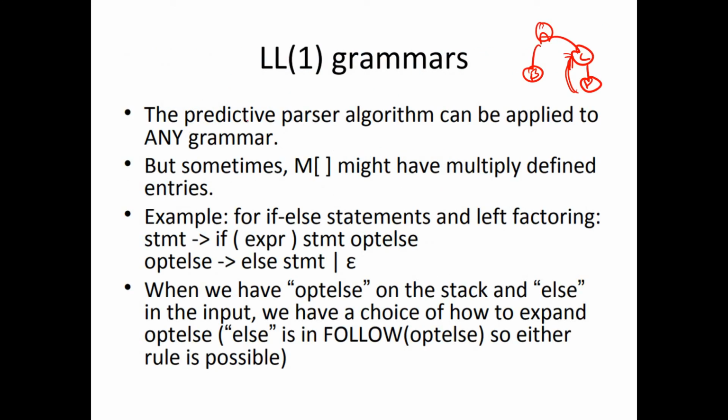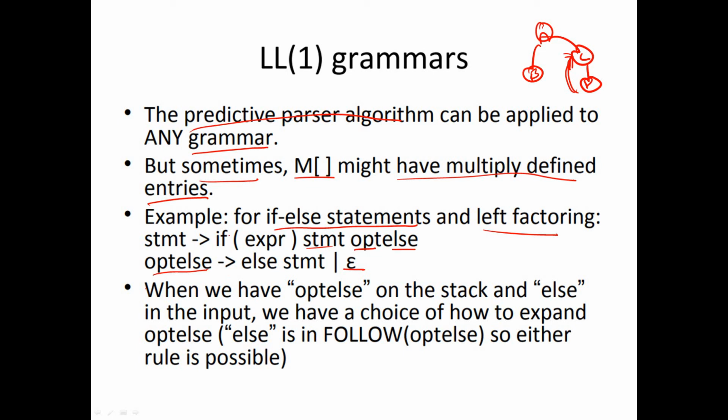So here the predictive parser algorithm can be applied to any grammar, but sometimes M might have multiply defined entries. For the if-else statement and left factoring: statement goes to if expression statement opt-else. Opt-else is nothing but else statement or epsilon. So multiple, nested entries will be there. In that situation, this predictive parser algorithm will not work properly, meaning simply no backtracking.